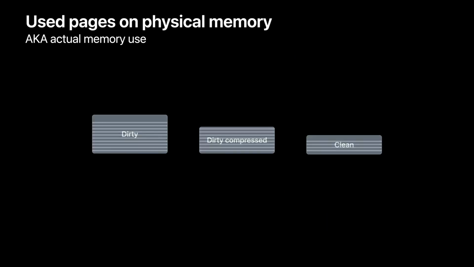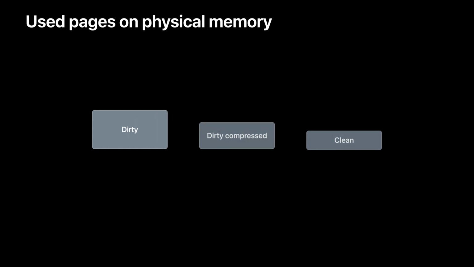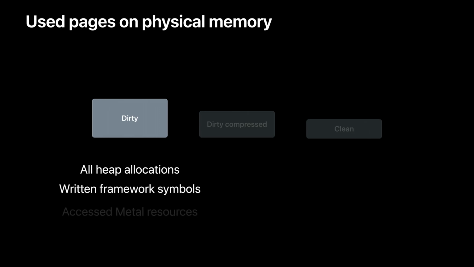Memory pages in your game can be one of three kinds: dirty, compressed, and clean. Let's check out what they are. Dirty memory pages include memory that your game has written to. This includes memory allocations in heap and frameworks once your game modifies those variables or symbols. On devices with Apple Silicon, accessed Metal resources also fall into this category. This is because CPU and GPU share the same pool of fast unified memory.